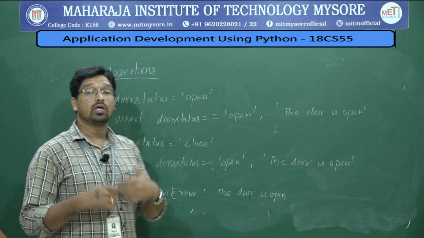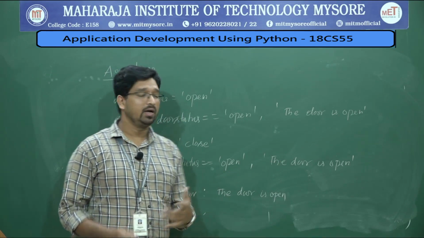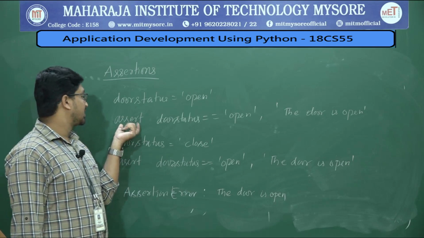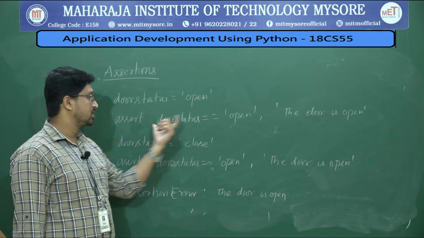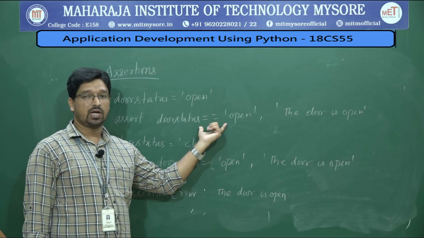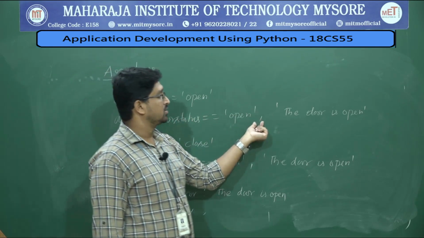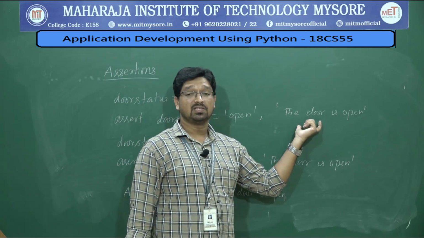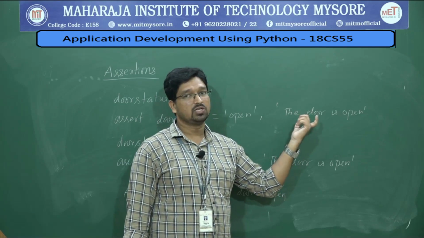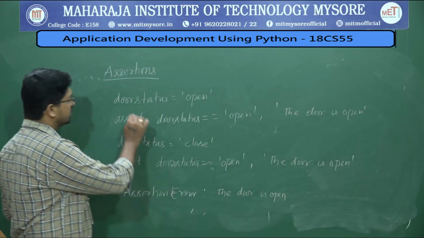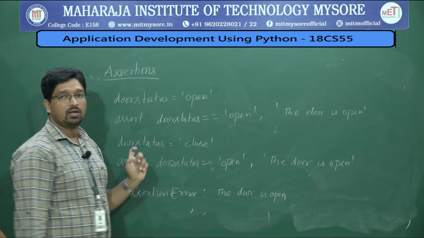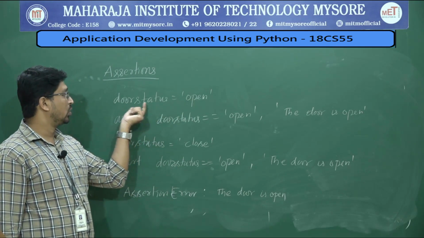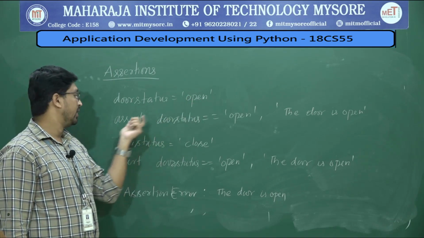Understood? How to create an assertion? An assertion can be created using the keyword assert, a space, the condition to be checked, and, separated by a comma, the message to be printed if the condition fails. So here I have taken door status is equal to open. Initially I have initialized door status as open.